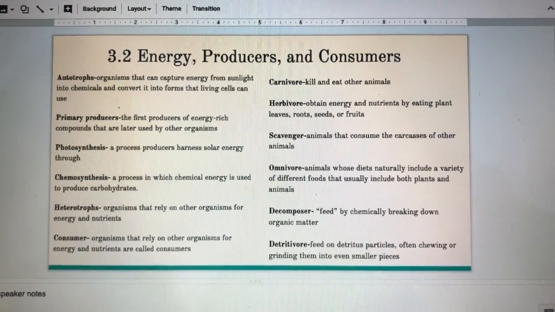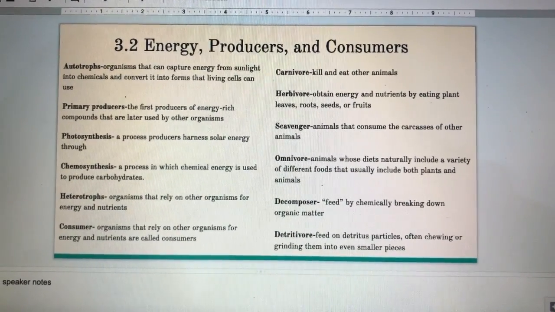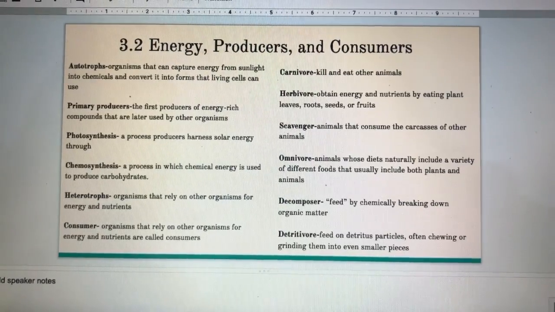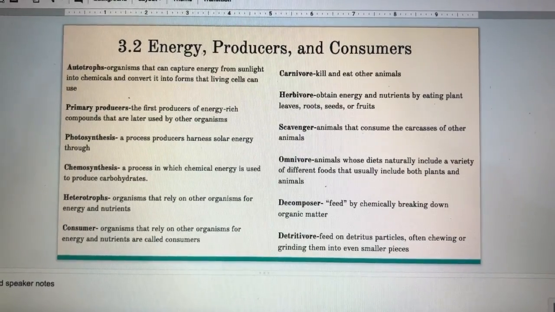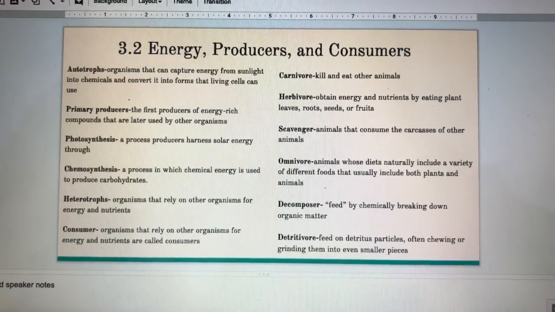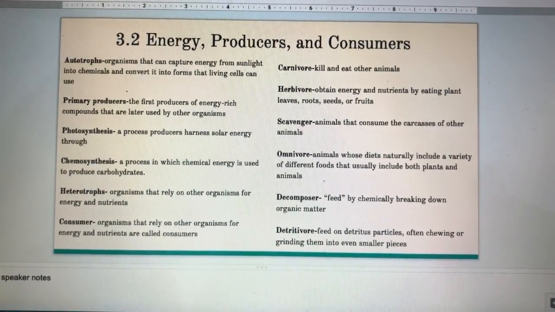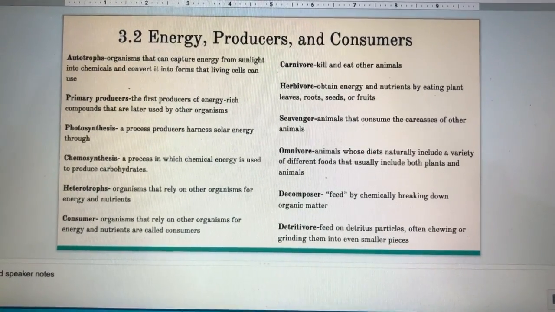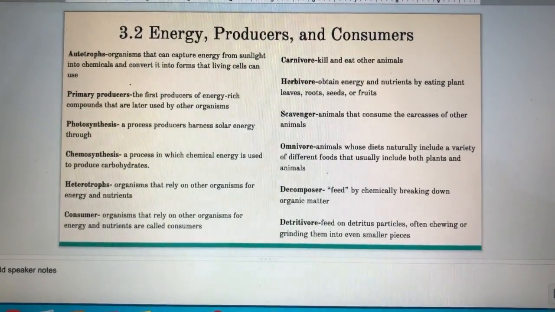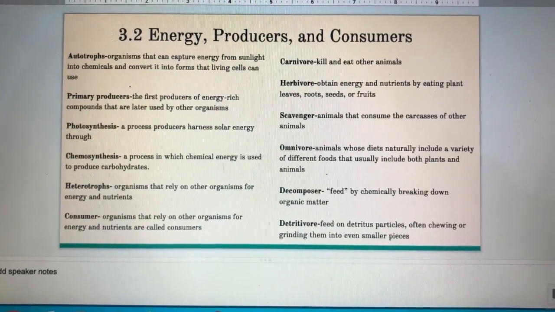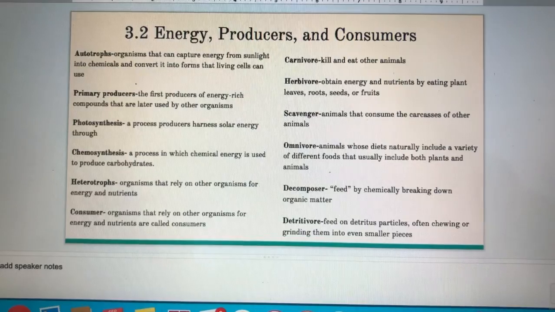Heterotrophs, organisms that rely on other organisms for energy and nutrients. Organisms that rely on other organisms for energy and nutrients are called consumers. Carnivore is to kill and eat other animals. A herbivore obtains energy and nutrients by eating plants, leaves, roots, seeds, or fruits. A scavenger are animals that consume the carcasses of other animals. Omnivores are animals whose diets naturally include a variety of different foods that usually include both plants and animals.